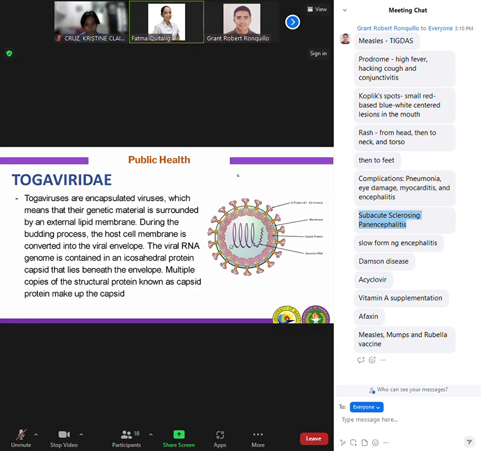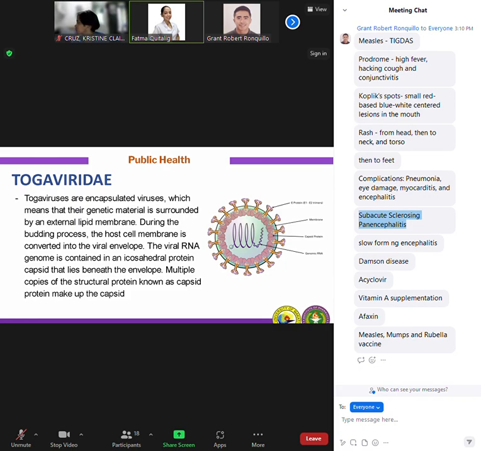So, togaviridae viruses are encapsulated viruses, which means that their genetic material is surrounded by an external lipid membrane. So, during the budding process, the host cell membrane is converted into the viral envelope. So, the viral RNA genome is contained in an icosahedral protein capsid that lies beneath the envelope. So, multiple copies of the structural protein known as capsid protein make up the capsid.